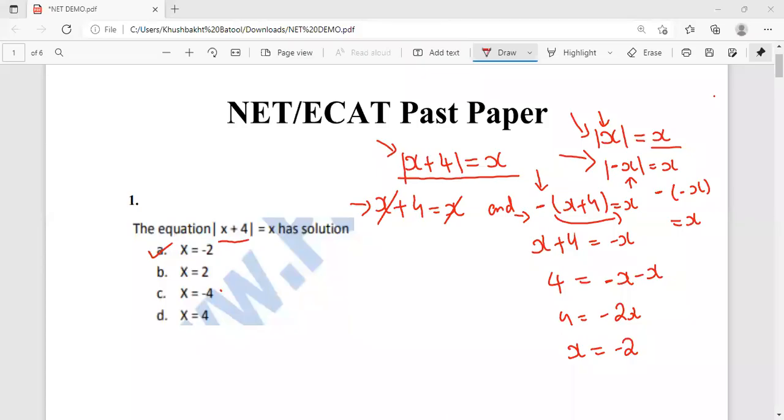Okay, so are you clear with this question? The very first question we have discussed? The first step is to break down into these two equations. Very good. Bring the minus sign out. Is this a necessary step? Yes, always, because you have mod.